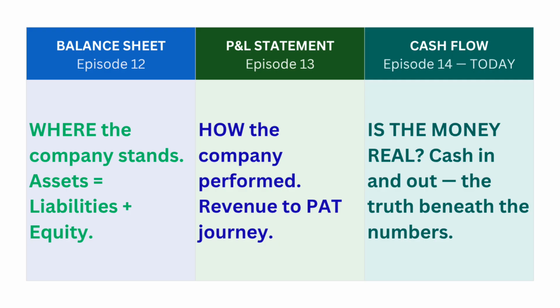The balance sheet, episode 12, we learned where the company stands. Assets is equal to liabilities plus equity. Then comes the profit and loss account statement. In episode 13, we learned how the company performed, the revenue to profit after tax journey. Now the cash flow statement, in episode 14. Today we see the money real. Cash in and cash out, the truth behind the numbers.